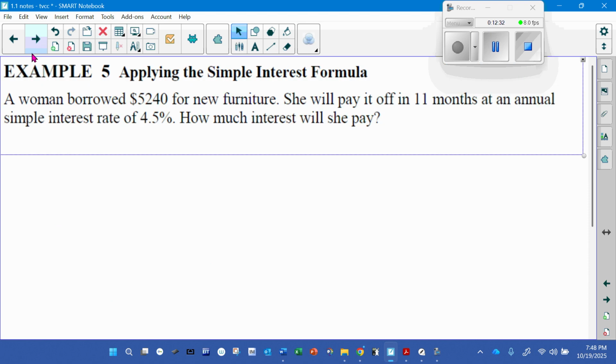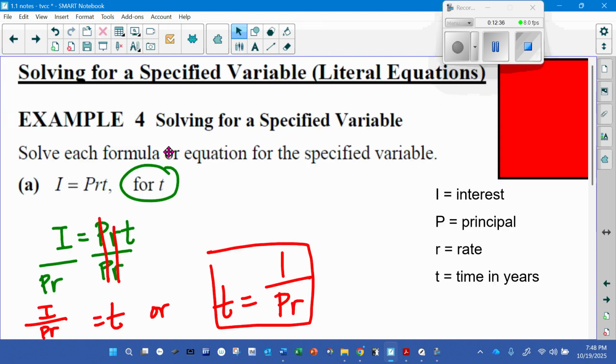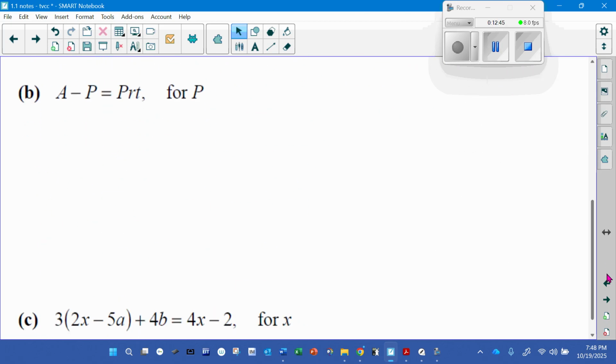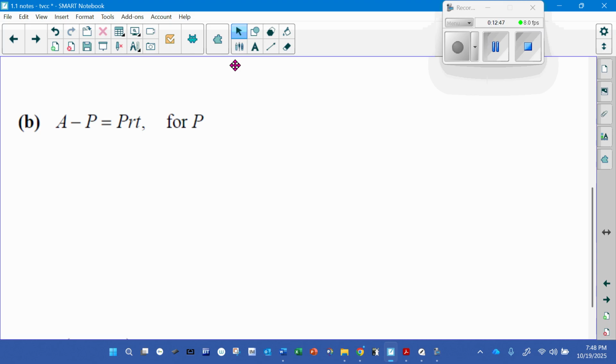at, I feel like I left a problem out. I think I did. Let me scroll through here. I did. I left one out. Okay. All right, so we're going to solve for P. So we're going to get P by itself.